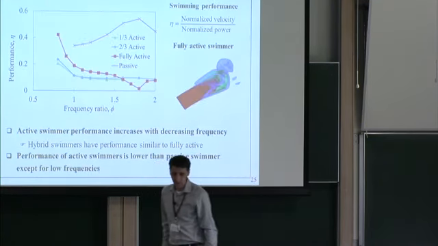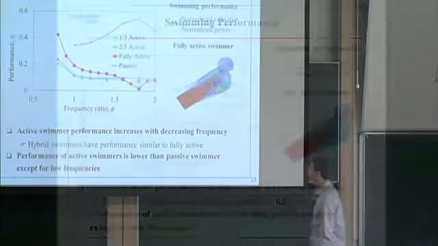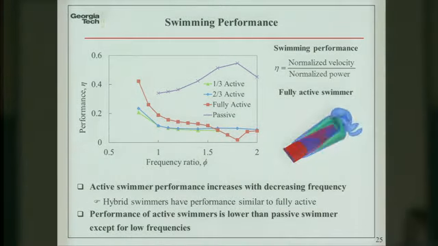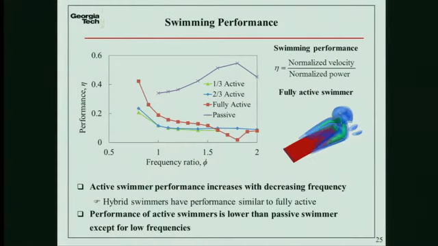We can also look at the performance of the swimmer, and well, performance is bad. This is actually the part we are trying to understand now, but it does not look good. For all these cases, it's several times lower performance than we see for the passive swimmer. But if we go to low frequency, then actually the active swimmer is not that bad, but they swim slow.